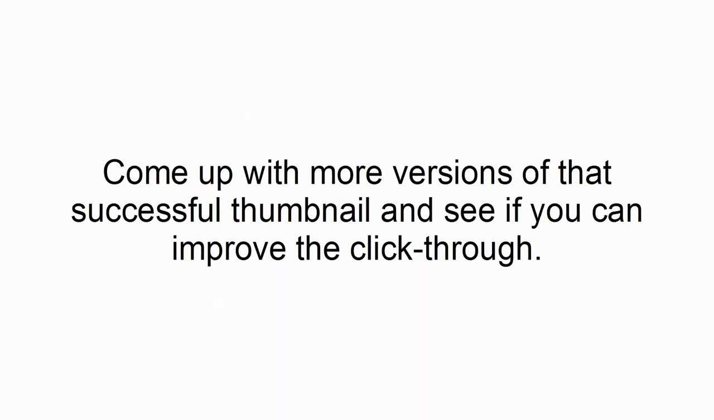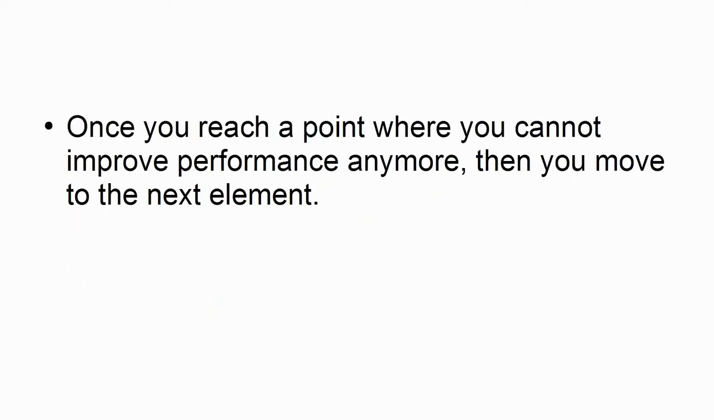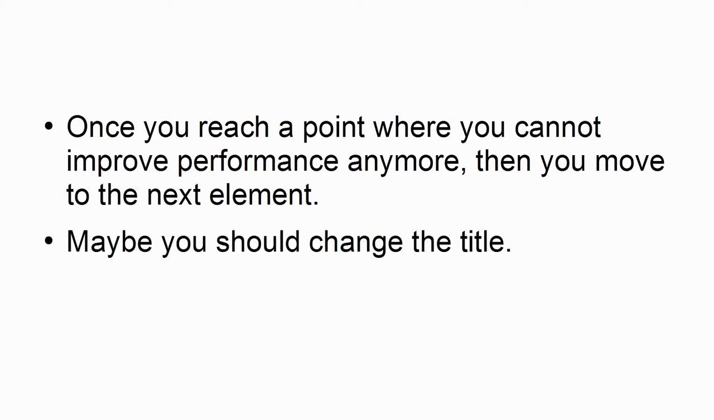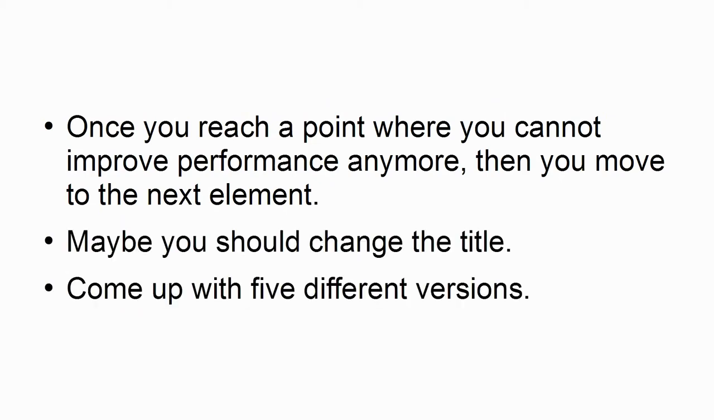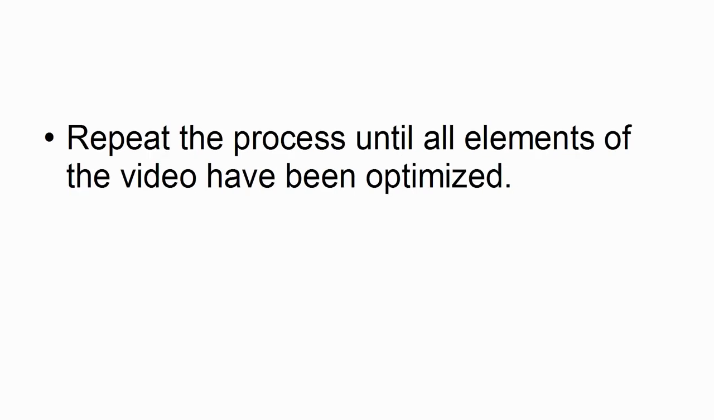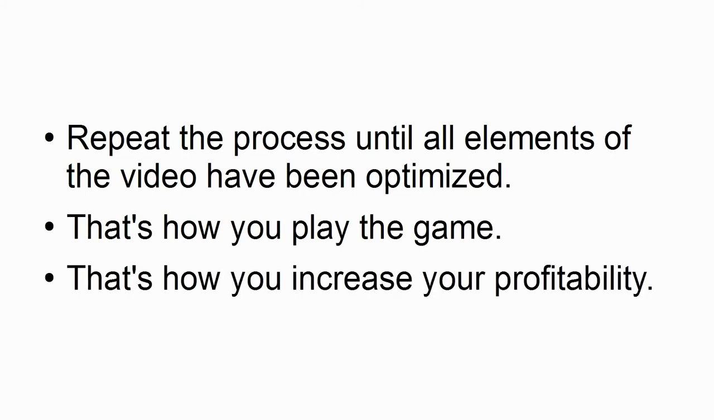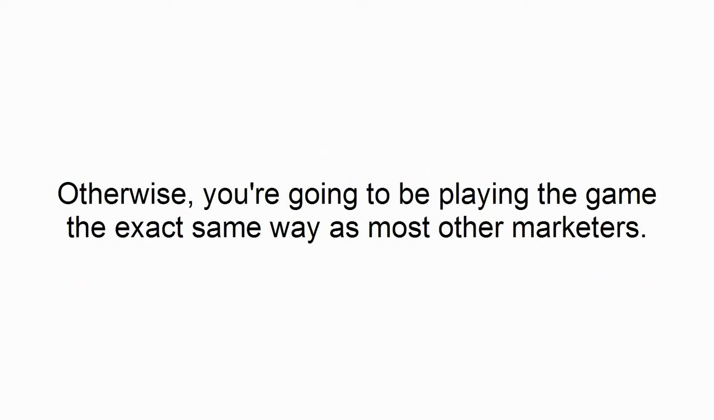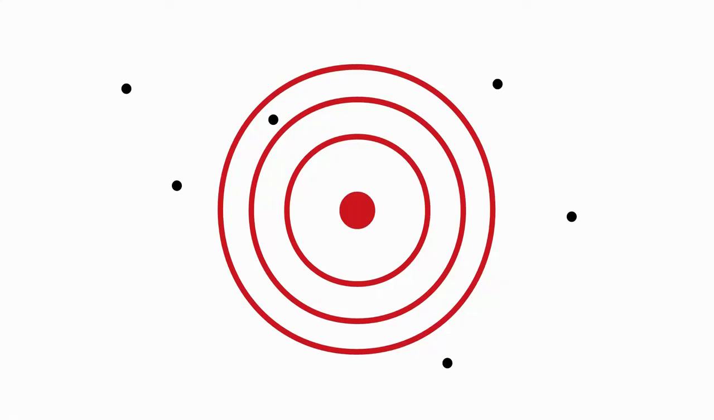Come up with more versions of that successful thumbnail and see if you can improve the click-through. Once you reach a point where you cannot improve performance anymore, then you move to the next element. Maybe you should change the title. Come up with 5 different versions. Repeat the process until all elements of the video have been optimized. That's how you play the game. That's how you increase your profitability. Otherwise, you're going to be playing the game the exact same way as most other marketers. How do they do it? They just take shots in the dark. Last time I checked, that's a lousy way to get a bullseye.